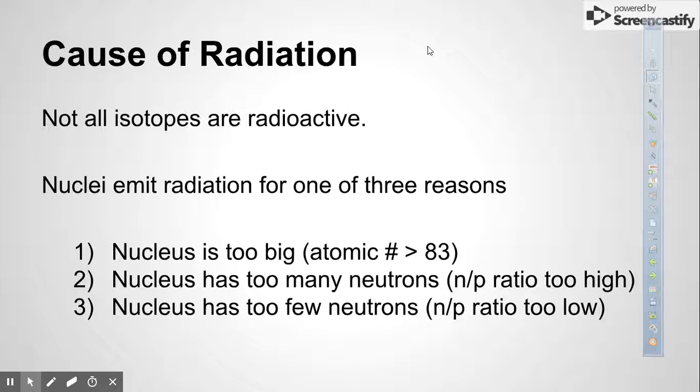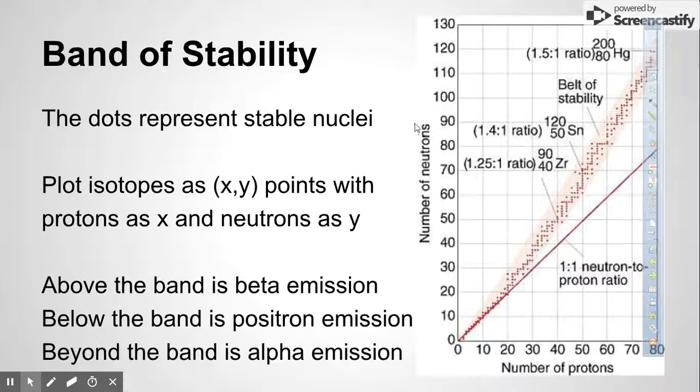So not all isotopes are radioactive. So we said either the nucleus is too big, the nucleus has too many neutrons, or the nucleus has too few neutrons. That's our 3 reasons that atoms become radioactive. And radioisotopes try to emit. And your whole goal, if you're unstable, is to become stable. And you can do that by one of 3 methods. And we'll learn about that in the next lesson.